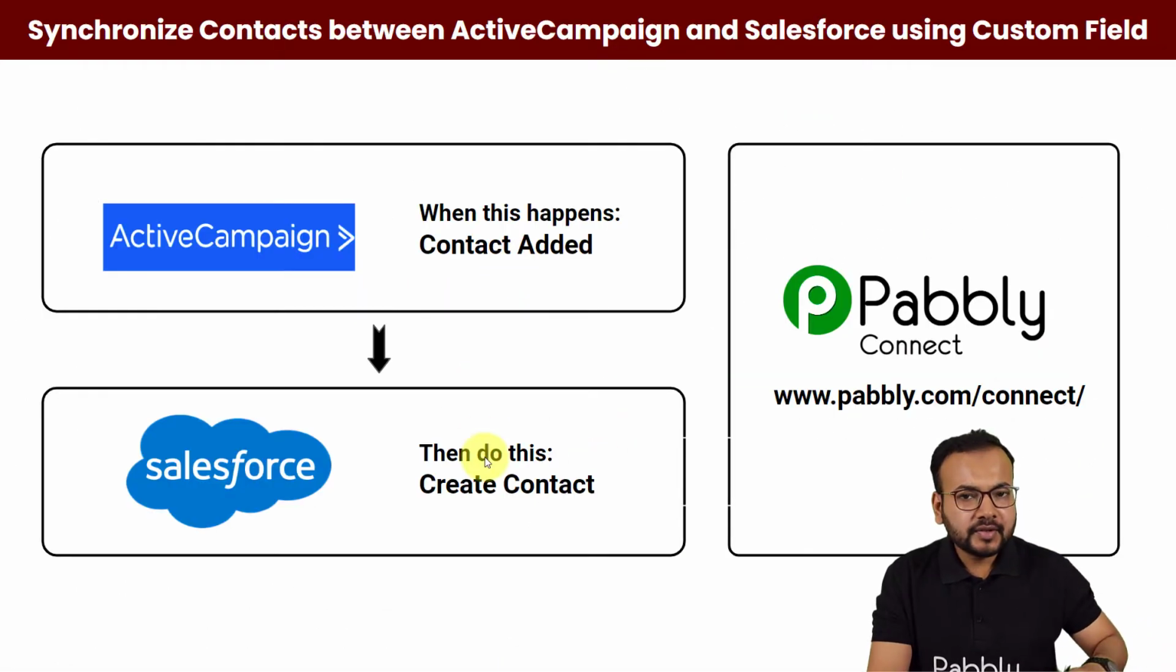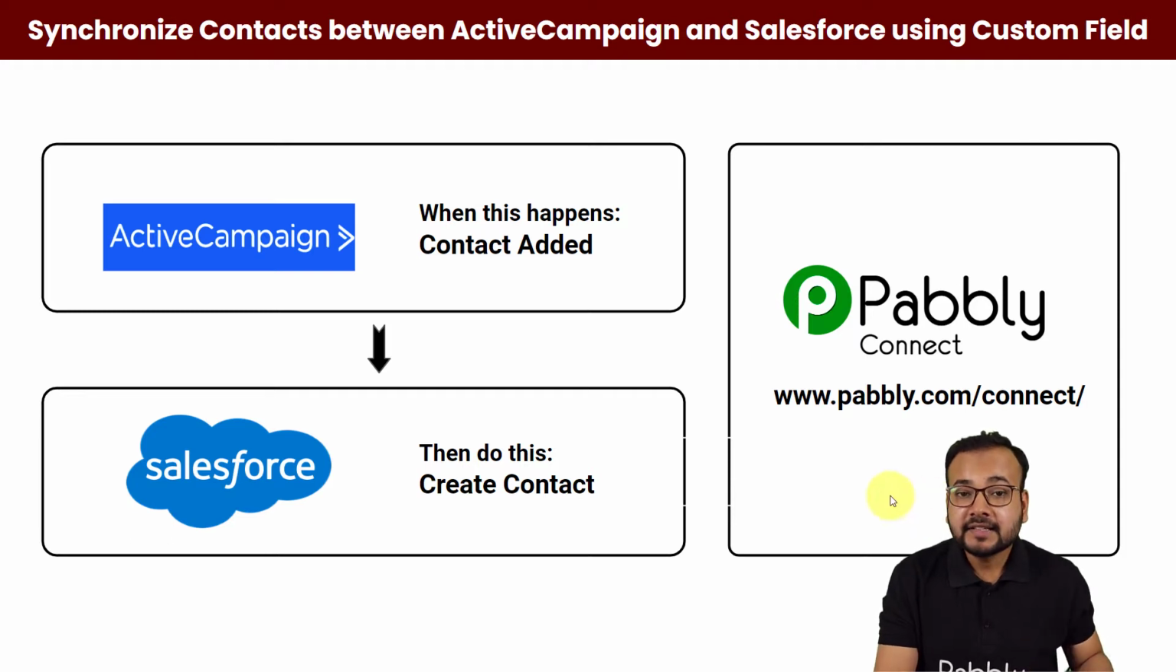So this will be the flow of this automation. Here you just have to add the contact in Active Campaigns, and the same contact, according to the customized fields and the customized data you have added here, is going to be created here in Salesforce automatically without any manual efforts. And to set up this automation, we are using Pabbly Connect, which is an integration and automation tool. And the best part is anyone can set up this automation without any coding skills or programming knowledge. So let's set up this automation together.